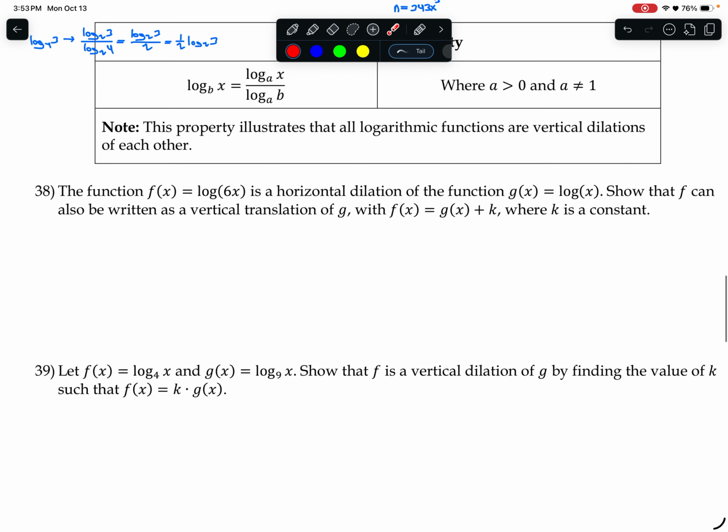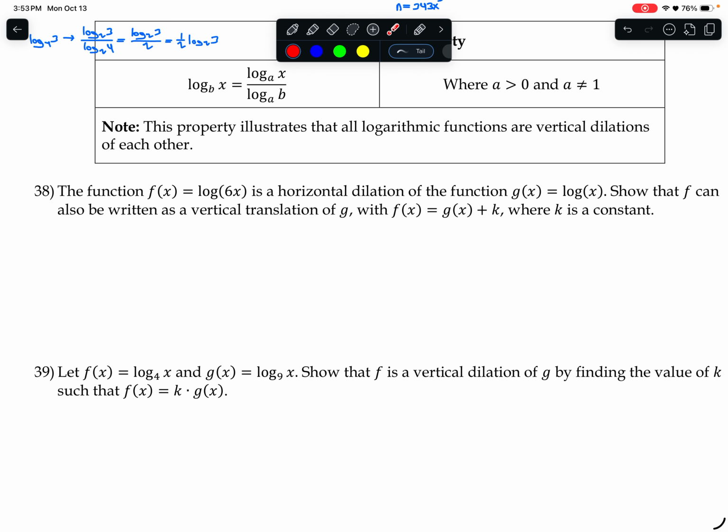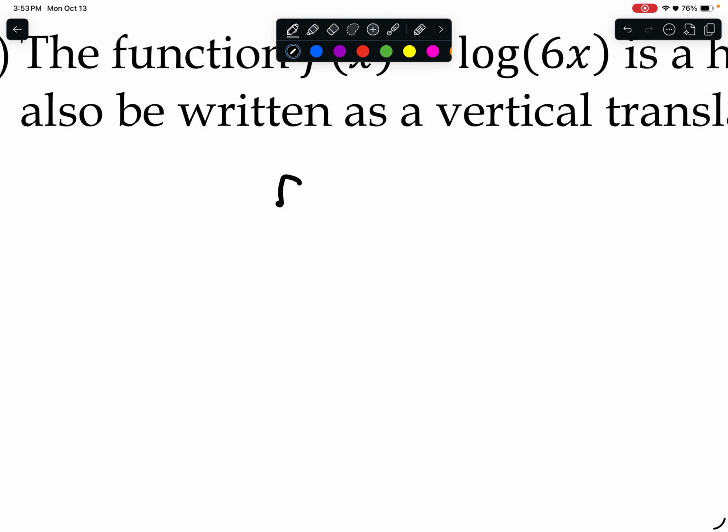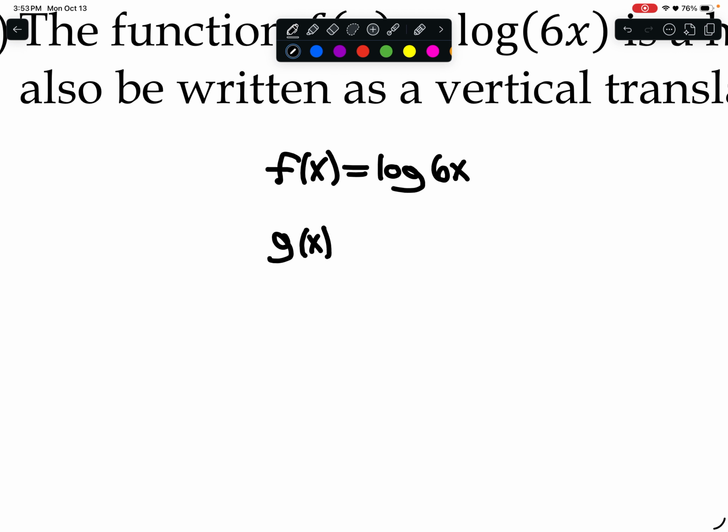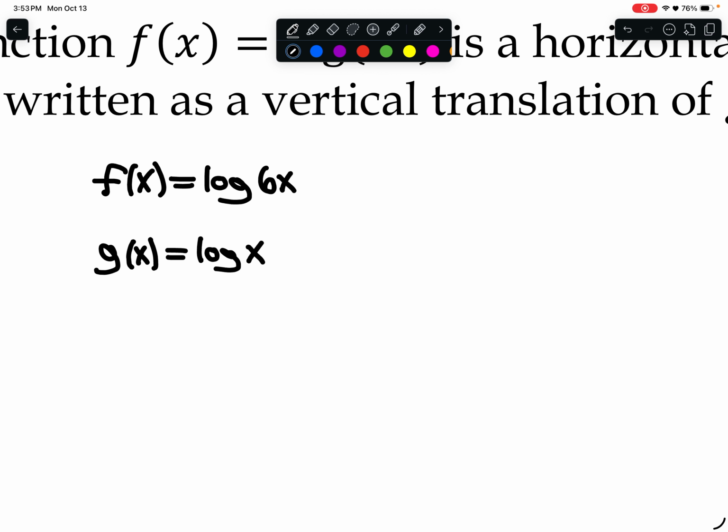So looking at 38, the function f of x is equal to log of 6x, a horizontal dilation of the function g of x, which is log of x. So you want to show that f can be rewritten as a vertical translation of g, where f of x is equal to g of x plus k, where k is a constant. What I like to do with these is write out all the information first, because every time I read these problems, I feel like I have to do a mental double take. So f of x is log of 6x, whereas g of x, in this case, they're telling me is just log of x. So I want to rewrite f of x as a vertical translation using g of x.